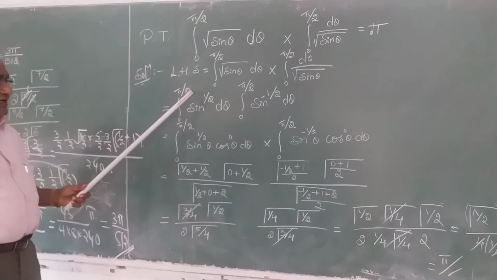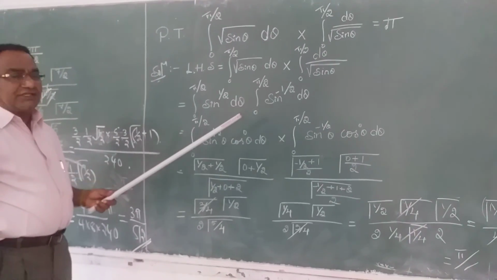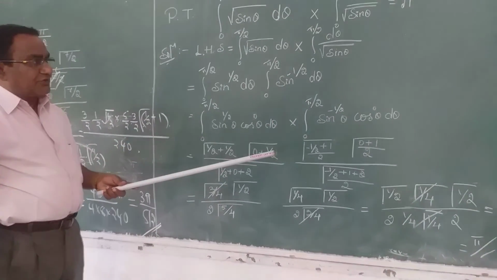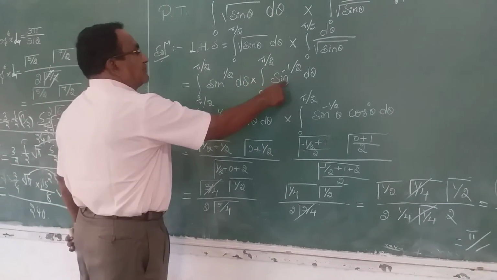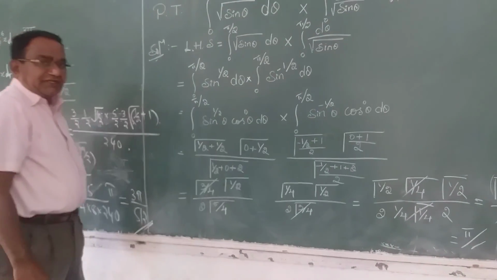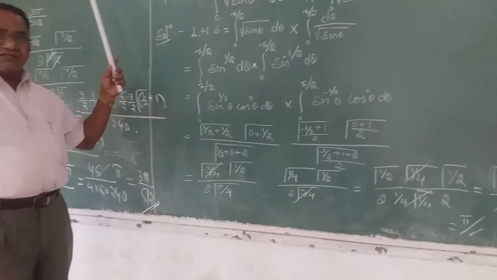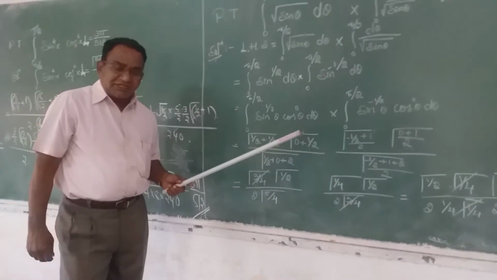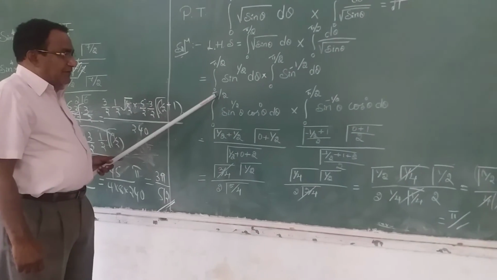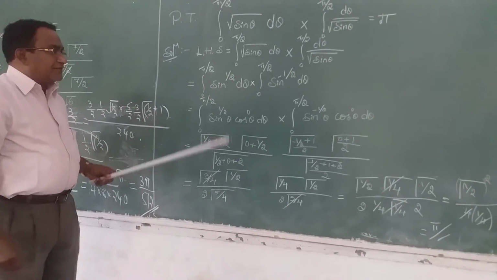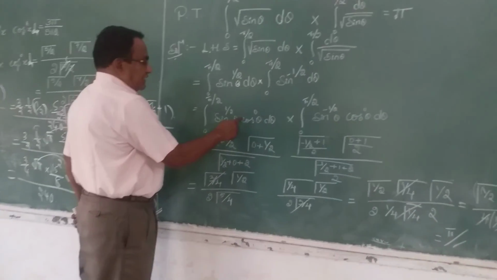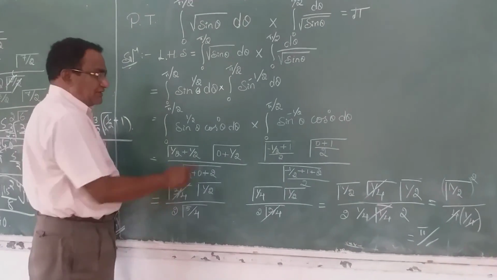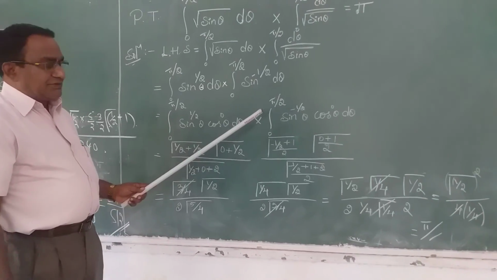Root sin theta may be written as sin to the power half theta into d theta. Similarly, this one can be written as integral from 0 to pi by 2 of 1 over root sin theta, which may be written as sin to the power minus half theta into d theta. In order to bring that into the form sin to the power p theta into cos to the power q theta, you write it as integral from 0 to pi by 2 of sin to the power half theta, as it is, into cos to the power 0 theta into d theta, where your p is half and q is 0.